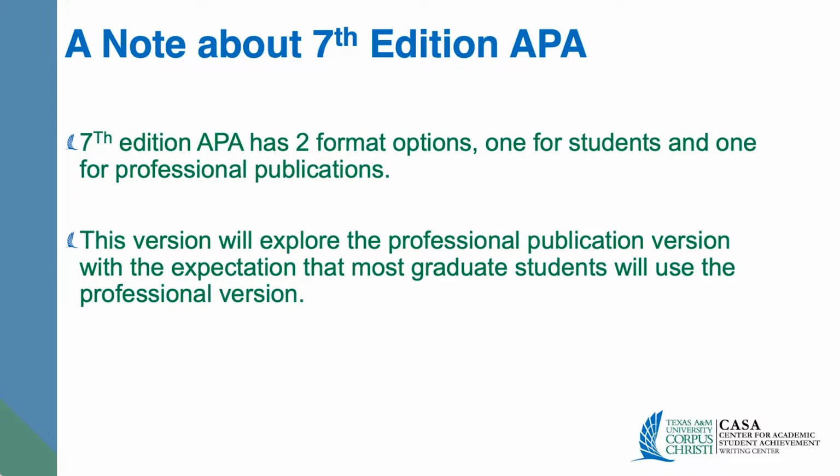So a quick note about APA 7th edition. The APA 7th edition has two formatting options, one for students and one for professional writers or publication writing. Typically, as there is an expectation of publication in graduate writing, whether you do or don't, graduate writers will tend to use the professional version. This particular presentation is going to explore the professional version, but if you have questions about the student version, CASA Writing Center is always here to help.